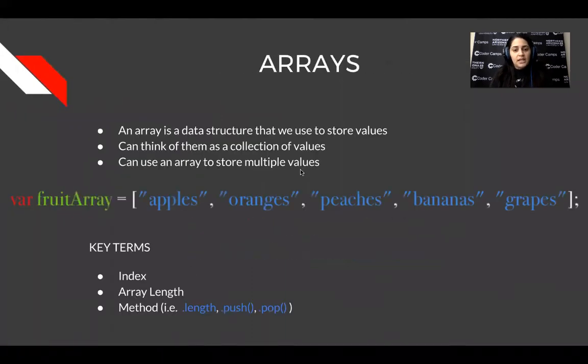Next, we're going to go ahead and talk about arrays. Array is a data structure that we use to store values. You can think of them as a collection of values. And you can use an array to store multiple values. So you can think of it like a list. Like when you go to the grocery store, you make a shopping list of things you need, right? You need apples, you need meat, milk, eggs, all the different things that you could purchase. And in that list, you could wrap that around and make an array. So it's just a list of items.